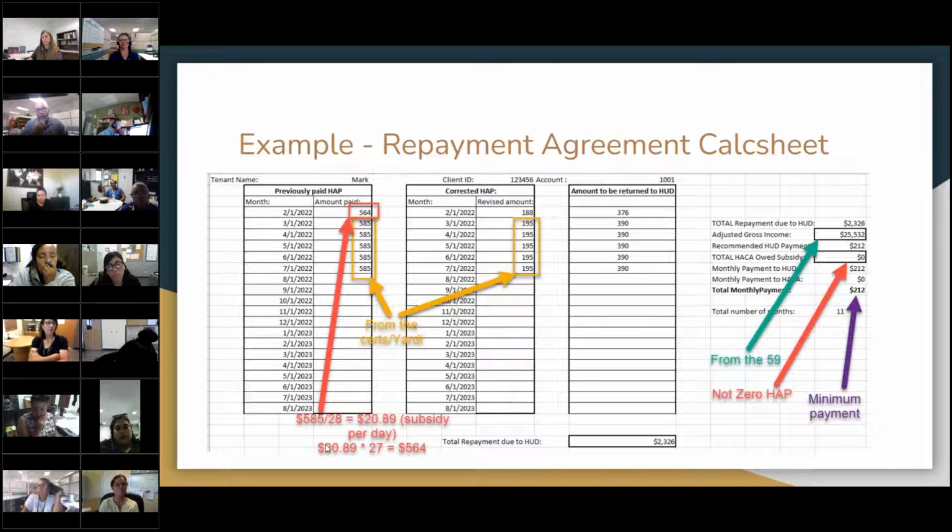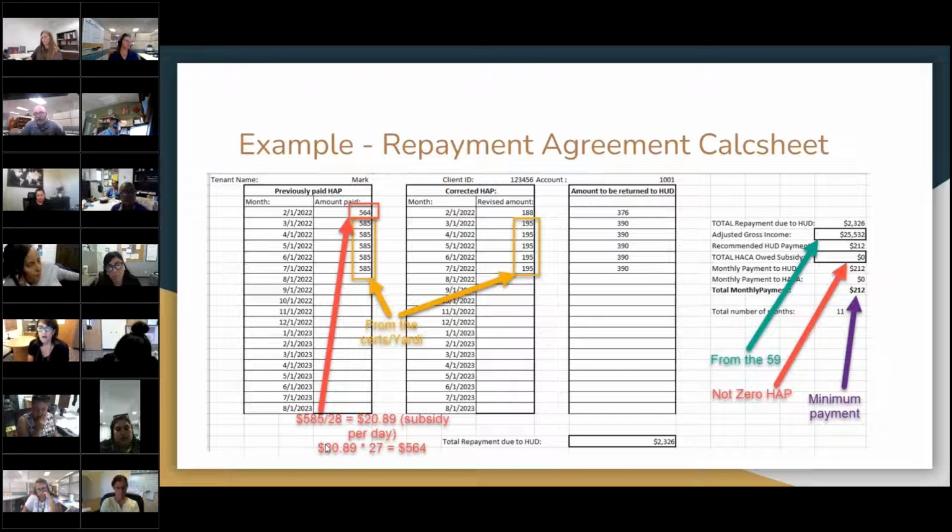It's not a part of the repayment agreement because subsidy isn't involved, it's separate. So it's not included in the repayment agreement calculation. Those concepts are a bit tricky. No one else in the industry has to deal with this. This is a uniquely rad problem. And so it is tricky.